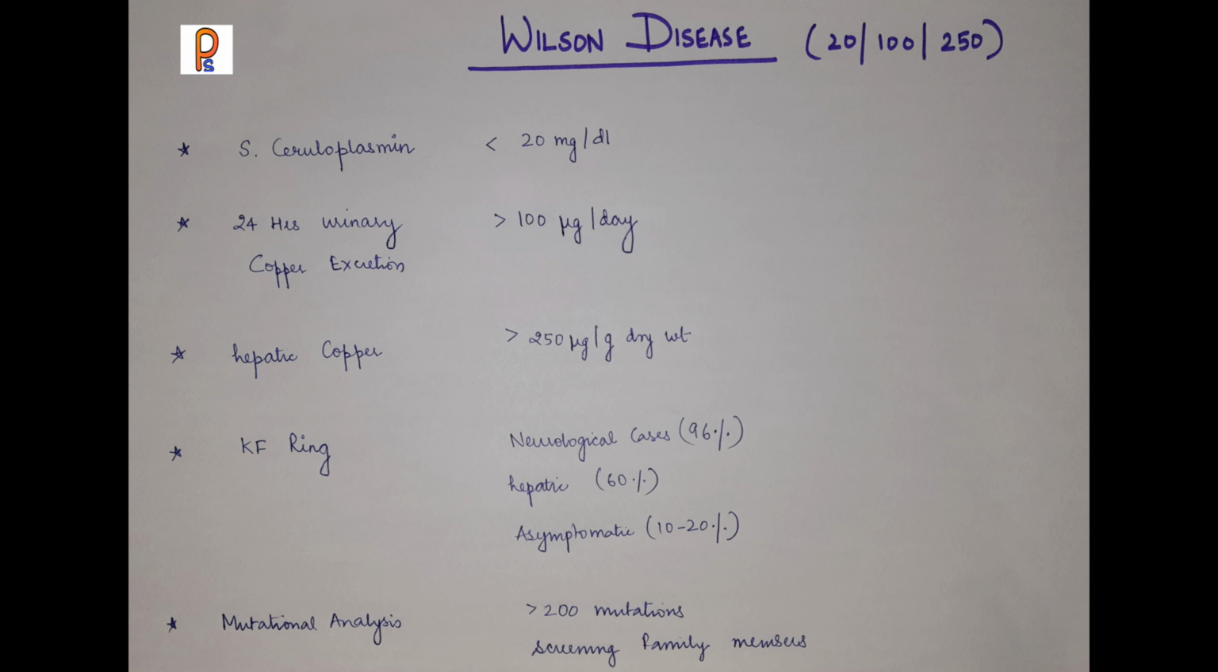So, we can remember this lab investigation with the help of 20, 100, and 250. Serum ceruloplasmin less than 20, excretion of copper in urine more than 100 microgram per day, or hepatic copper more than 250 microgram per gram. So 20, 100, 250 is a figure we need to remember.